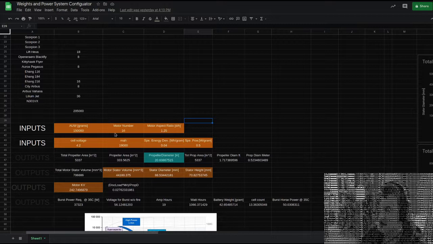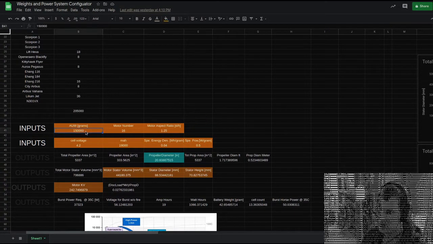And another thing I did was plug in the aspect ratio for the stator of the motor back into the cylindrical volume equation. So I took the height out of the equation and just put the aspect ratio in. So the input is the motor number and the motor aspect ratio.